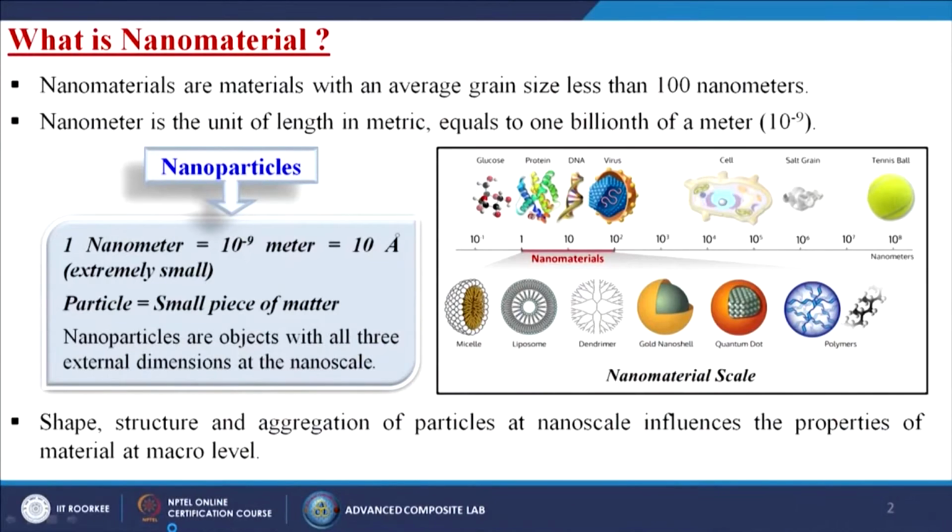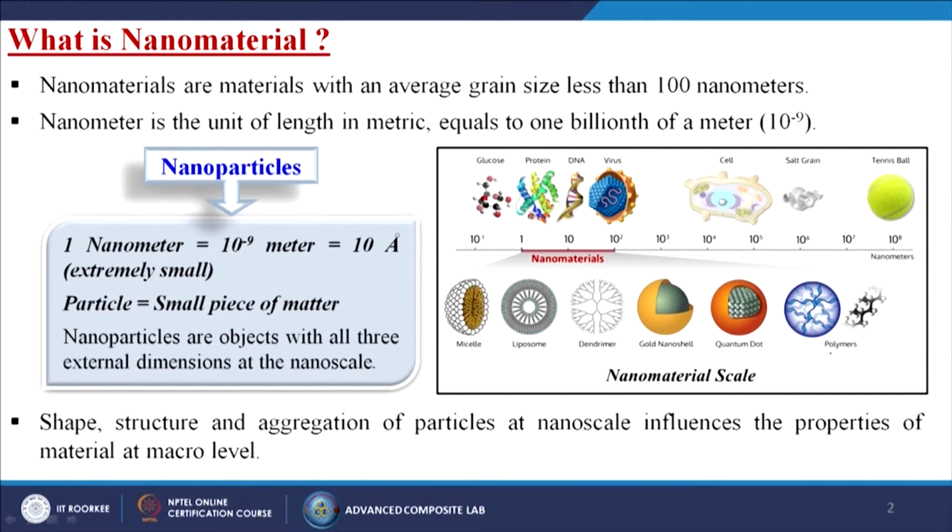Shape, structure and aggregation of particles at the nanoscale influence the properties of materials at the macro level. If you see this image, you can see the nanometer scale, 10 to the power minus 9, 1 to 100 nanometers, then 10 to the power 3, 10 to the power 4, 10 to the power 5, 10 to the power 6 like that. When we talk about nanomaterials, that is 1 to 10 to the power 2, that means 100 nanometers. Generally micelles, liposomes, dendrimers, gold nanoshells, quantum dots and polymer chains come in this range.